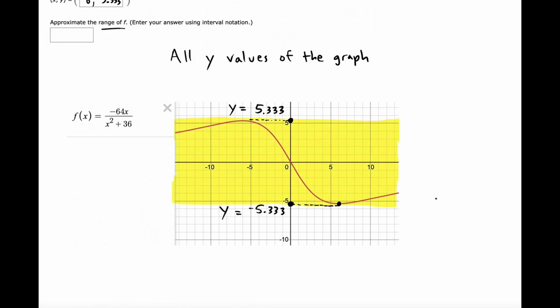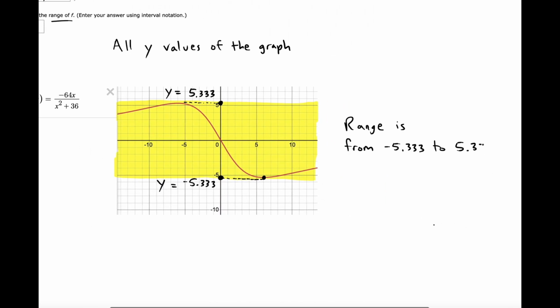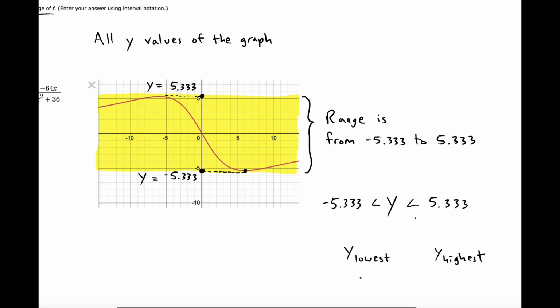So we just need to say that the range is from a lowest elevation of negative 5.3 to the highest elevation of 5.3. And so this yellow interval here represents what is called the range of the graph. We can put it into algebraic notation like this. But this question wants us to give the range as a lowest value, comma, a highest value in square brackets.